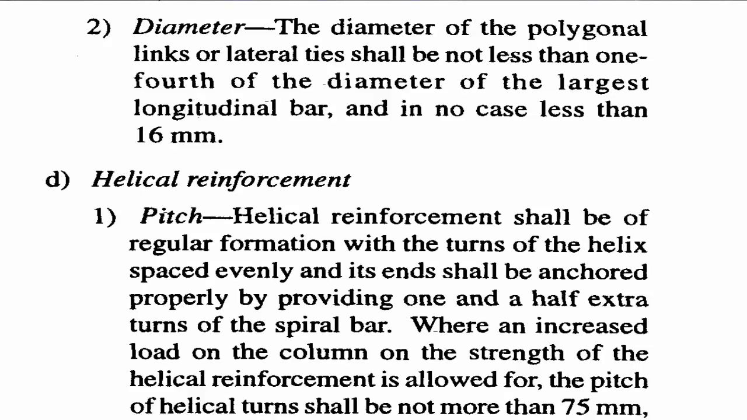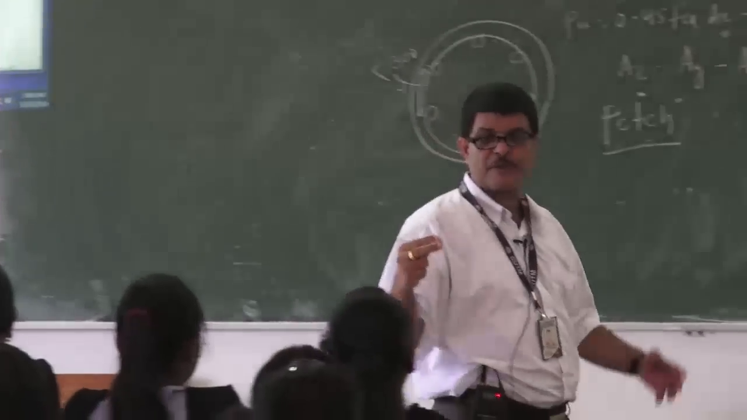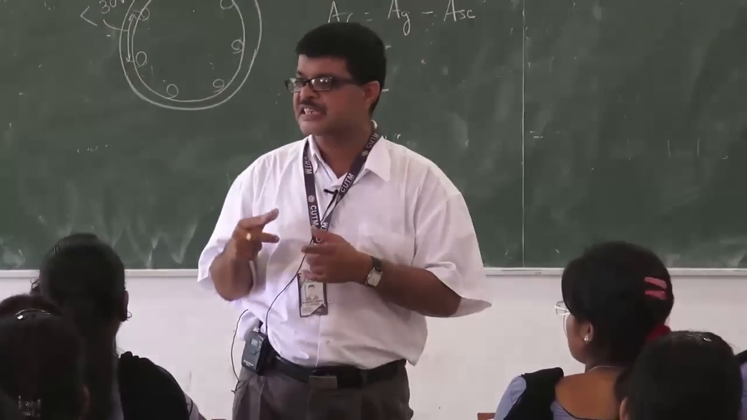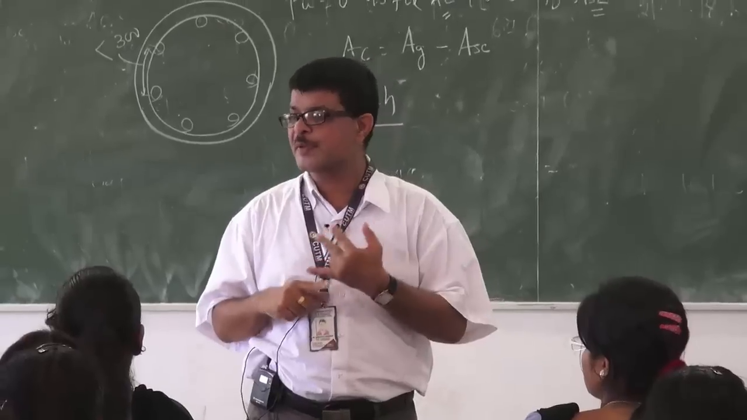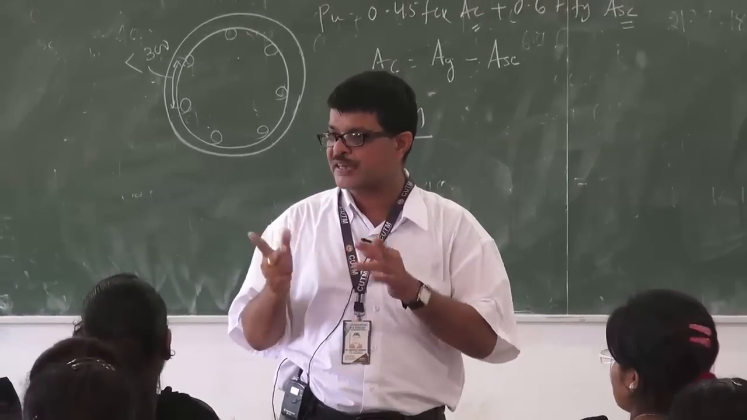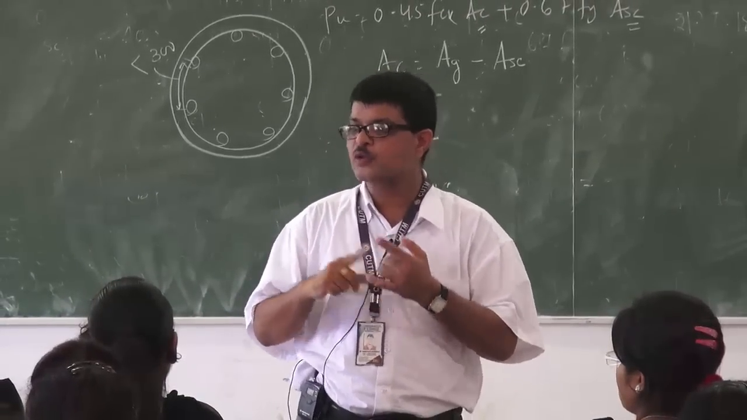The diameter of the polygonal links or lateral ties shall not be less than 1/4 of the diameter of the largest longitudinal bar. In a column, it is not always the same bars. You can give a combination of bars. 20 mm bars, 16 mm bars. 20 mm bars, 25 mm bars. Not 25, 16. Consecutive bars are given. Okay, 25 mm, 28 mm bars.